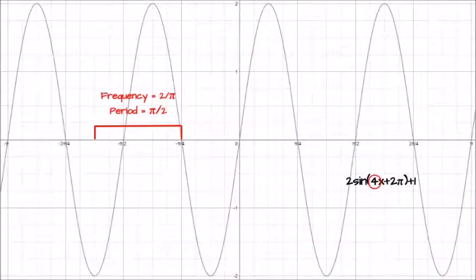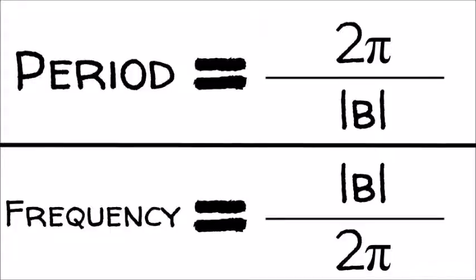Next, let's look at the b value, which in this case is 4. This value lets us determine the period of the function, which is how long the wave will go before repeating itself, or basically one full cycle of the wave. The period is found by inputting the b variable into 2 pi over the absolute value of b. In this case, we get pi over 2.